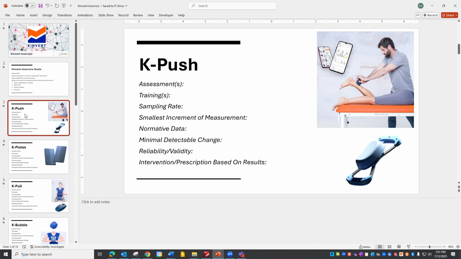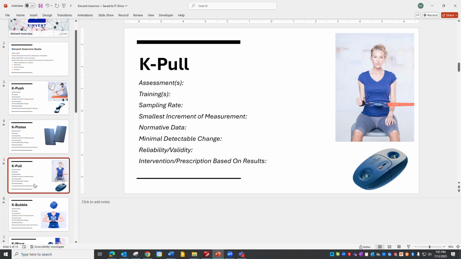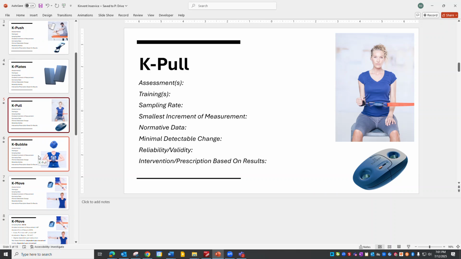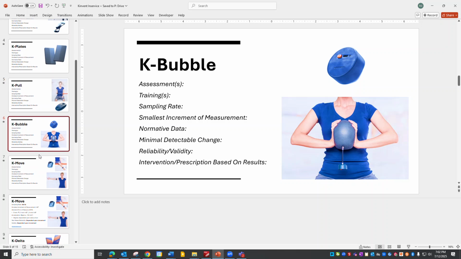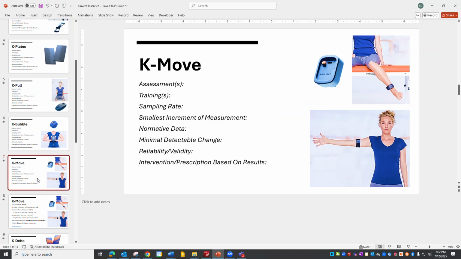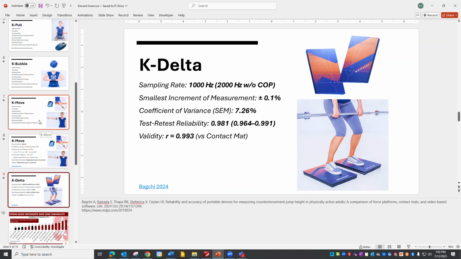So the different stations. Olivia's going to take the K Push. Albert, you're going to take the K Plates. Kobe, you're going to take the K Pull. We don't have anyone for the K Bubble. I'm going to try and recruit my student. And then I will try and combine the K Move and the K Deltas into a single station.